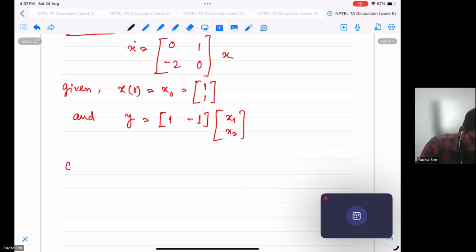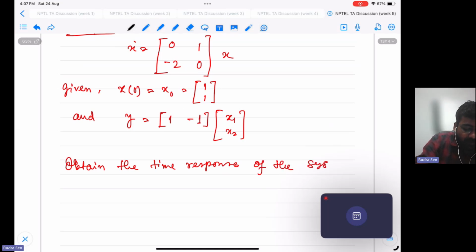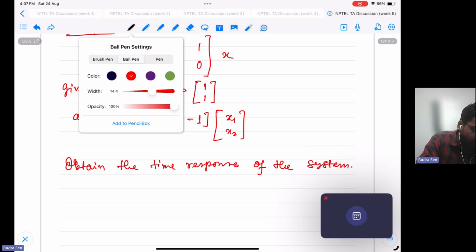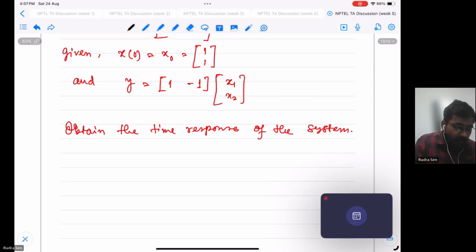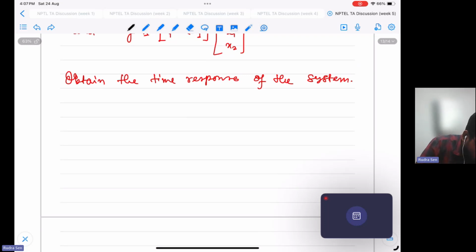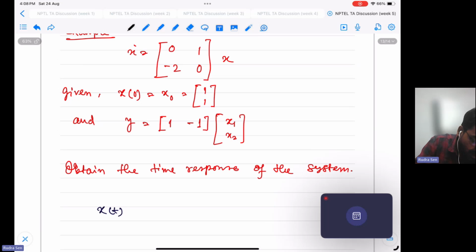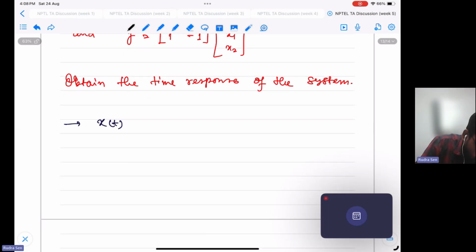So what's the question? Obtain the time response of the system. Here we know that the time response is x(t). This is an unforced system, x dot equals Ax. So definitely x(t) equals e to the power At into x(0).